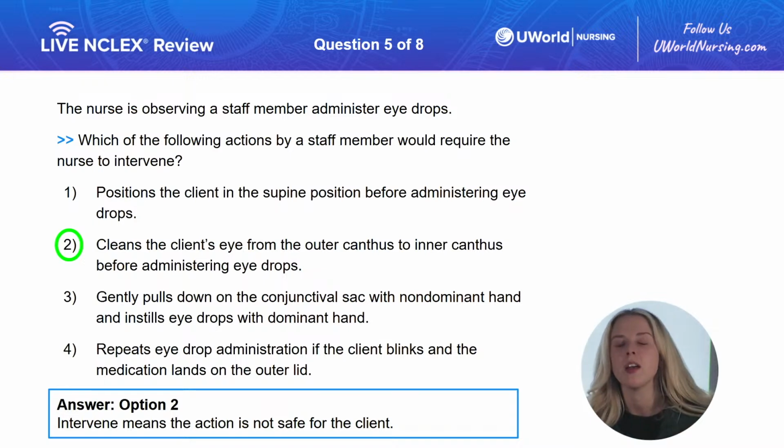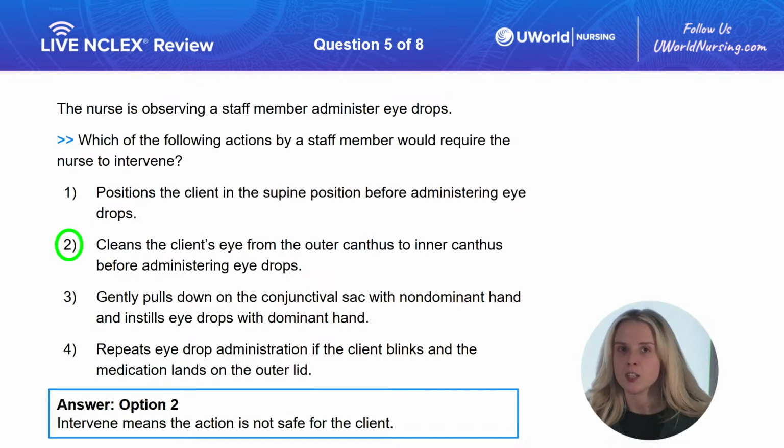That would also work. Option 3, gently pulls down on the conjunctival sac with the non-dominant hand and instills the eye drop with the dominant hand. Also correct. You always want to use your dominant hand to do whatever the main intervention is, whether that's giving an injection, giving an eye drop, giving an otic drop. You don't want to use the medication with your non-dominant hand because that's not going to be as dexterous.